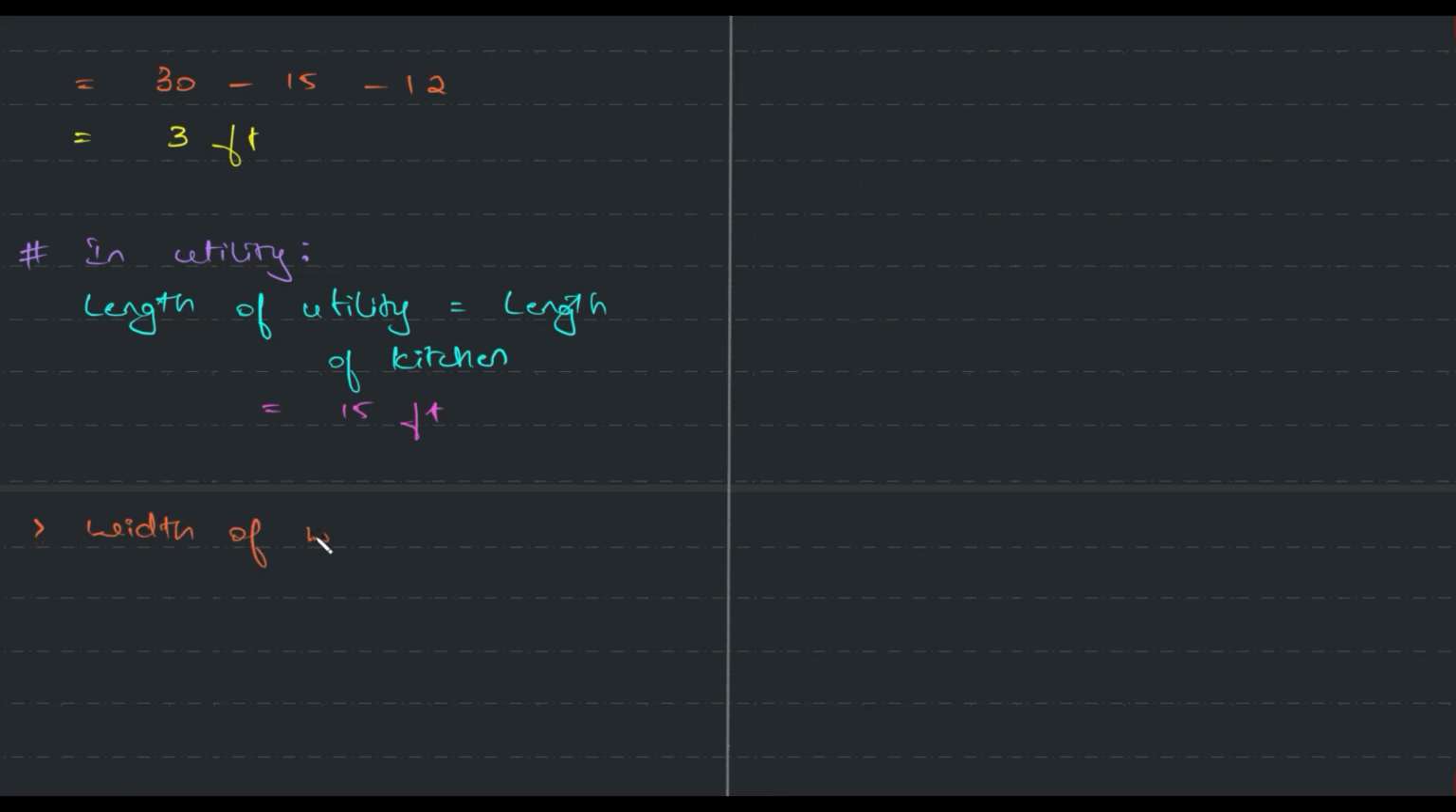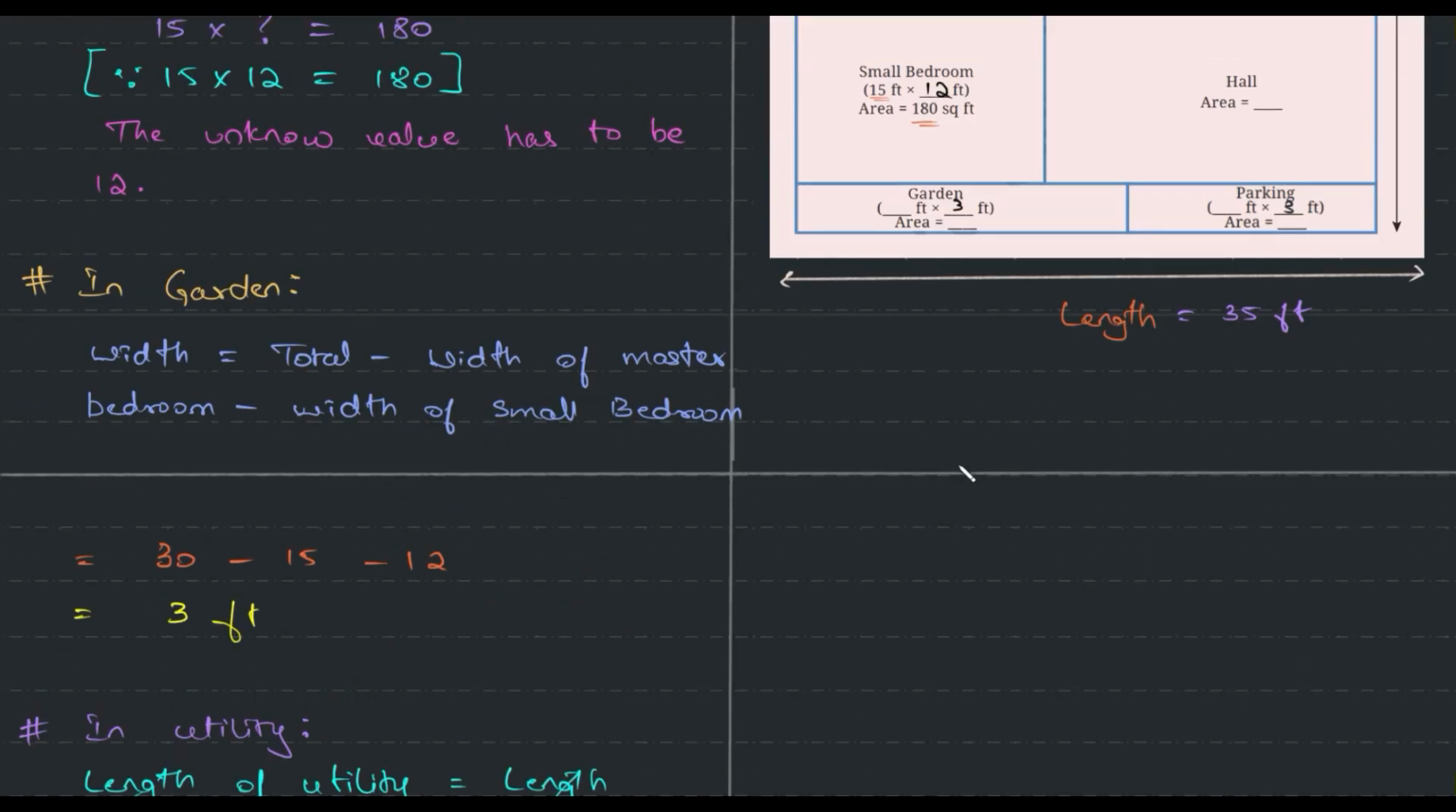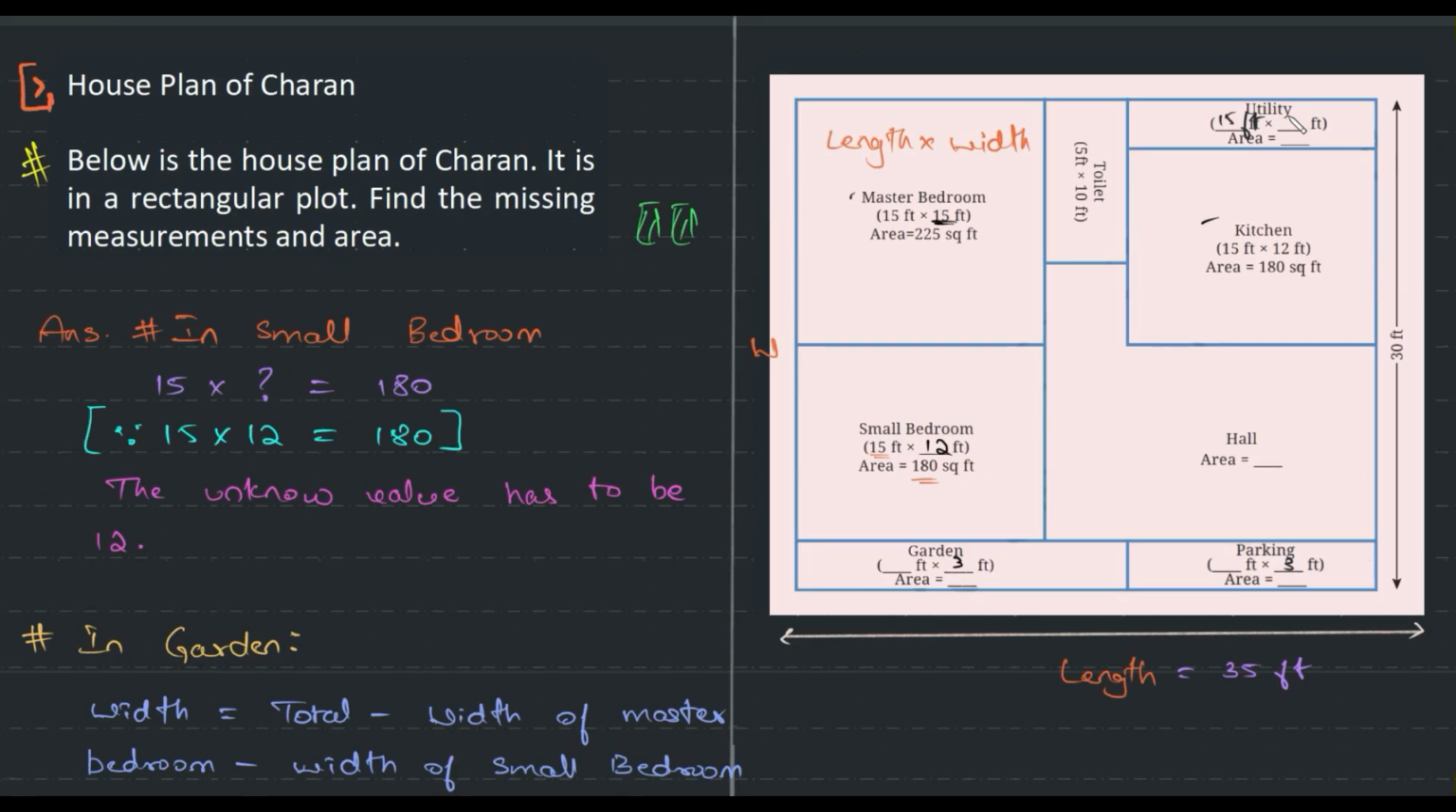Width of utility is equal to width of bedroom minus width of kitchen. So this says 15 minus 12, which is equal to 3 feet. Okay, right. So this is 3 feet. So you'll be able to figure out the area. Area is 15 times 3.